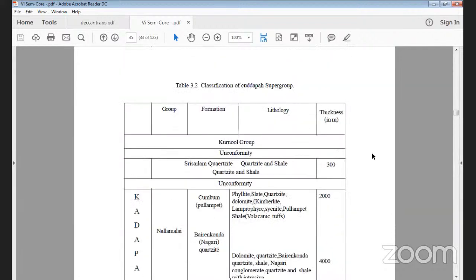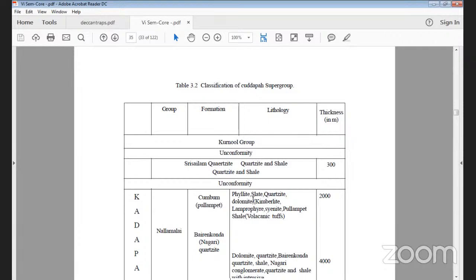Then the final one is the Sri Shailam quartzite, quartzite shale, which has its own lithological formations. Here also we can identify the unconformity. It is a gap between two formations, one being Nallamalai and the second the Sri Shailam quartzite. Between these, the gap was formed. It is called an unconformity, and the thickness is around 2,000 meters here.